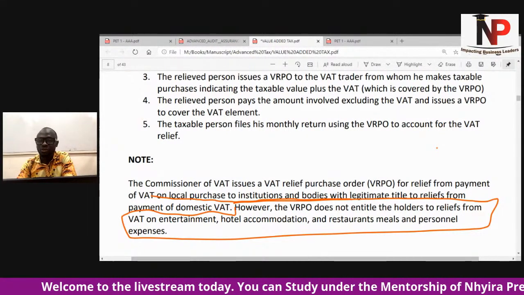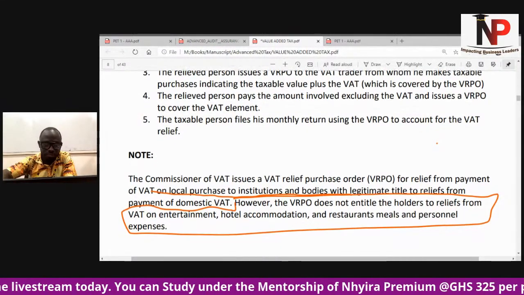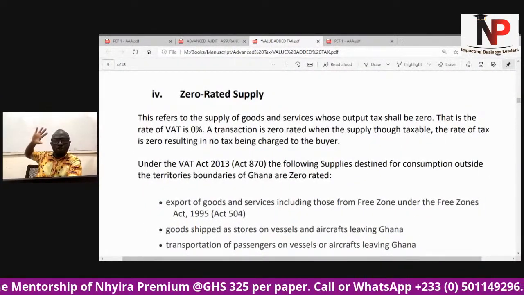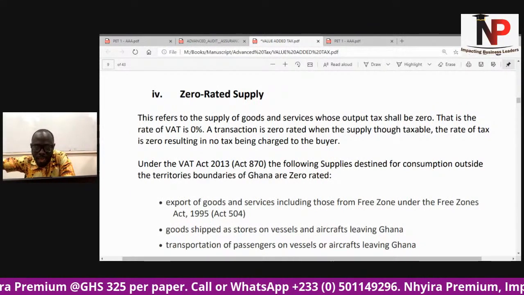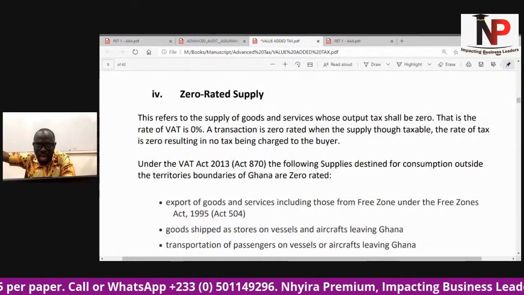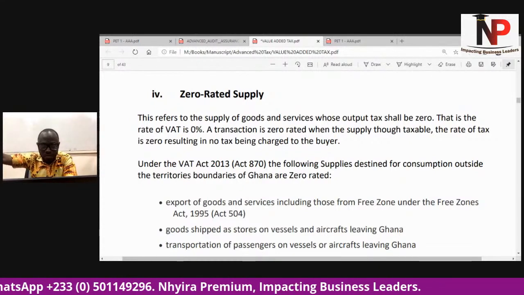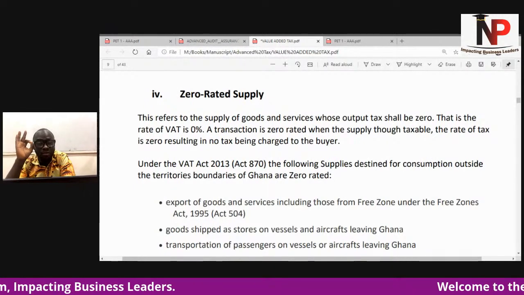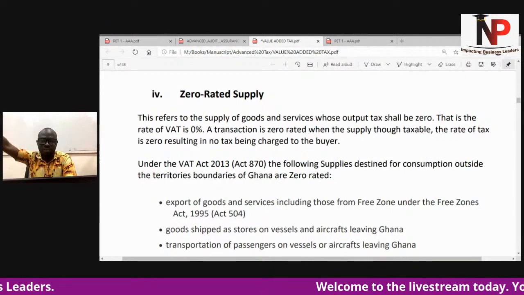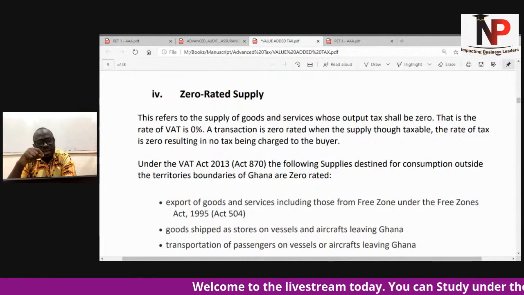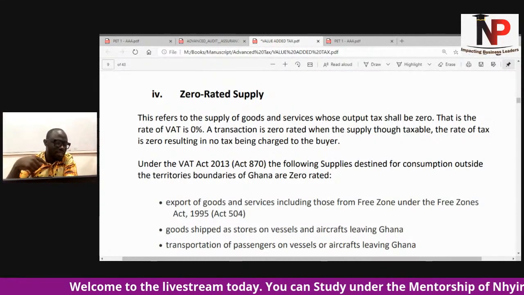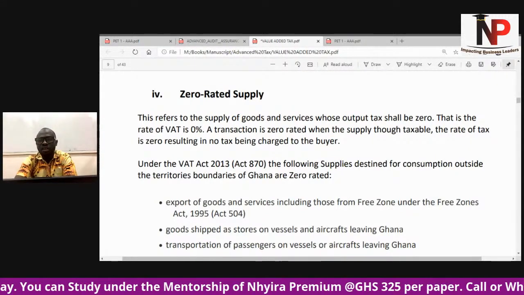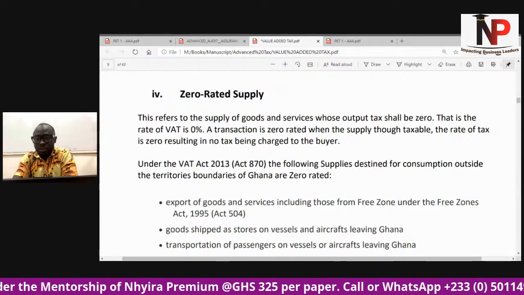So let's go to the next one, and that is going to be zero rated supply. So relief supply, exempt supply, okay? Relief supply, that one is out. Exempt supply, it's outside. But relief supply, the thing is taxable, but the status of the person makes it zero rated technically. So let's look at the fourth one, zero rated supply.